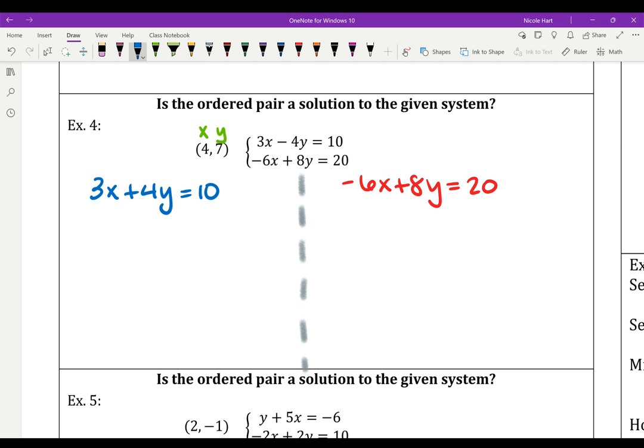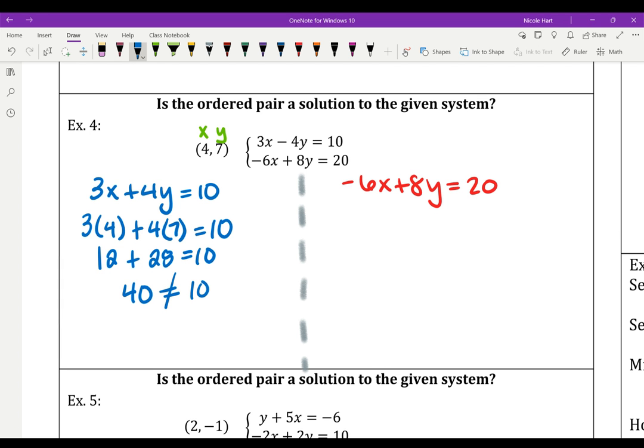So in my first equation on the left-hand side, it's going to say 3 times 4 plus 4 times 7 equals 10. 3 times 4 is 12. 4 times 7 is 28. 12 plus 28 is 40 equals 10. Well, I can tell you right now, that does not work. No, it's not a solution. Can we do the second one? Absolutely. Do you have to? No, it has to work for both. So if it doesn't work for one, you're done. This is not a solution.